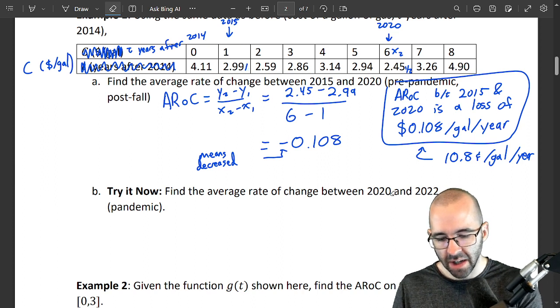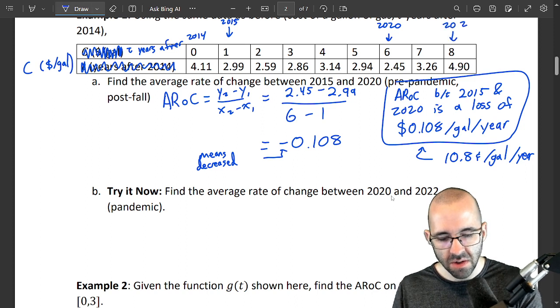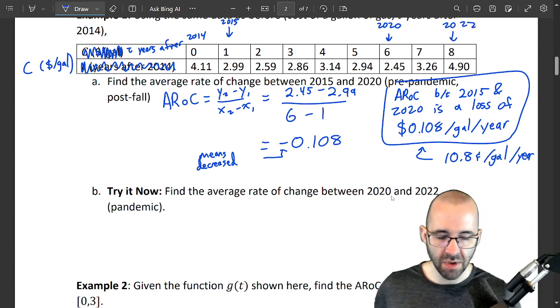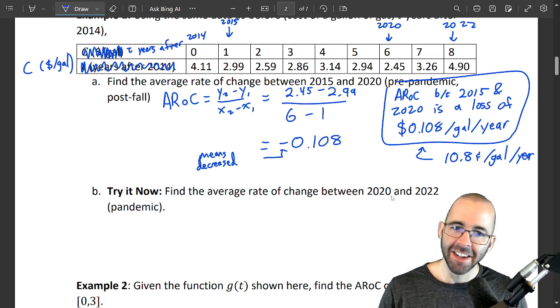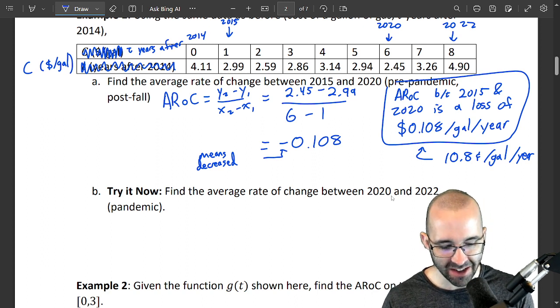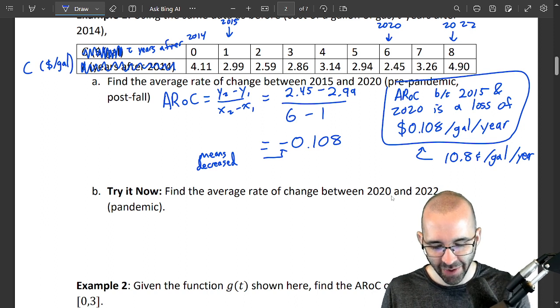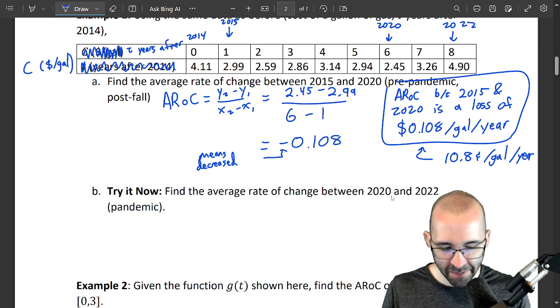So I'm going to erase my labels here because we have different points now. 2020 is still t equals 6. 2022 is over here. So now we're looking at the average rate of change during the pandemic. It's going to be a little different. Also, something happened and started in 2022 that also affected the cost of gas. I'll let you fill in the blank there.